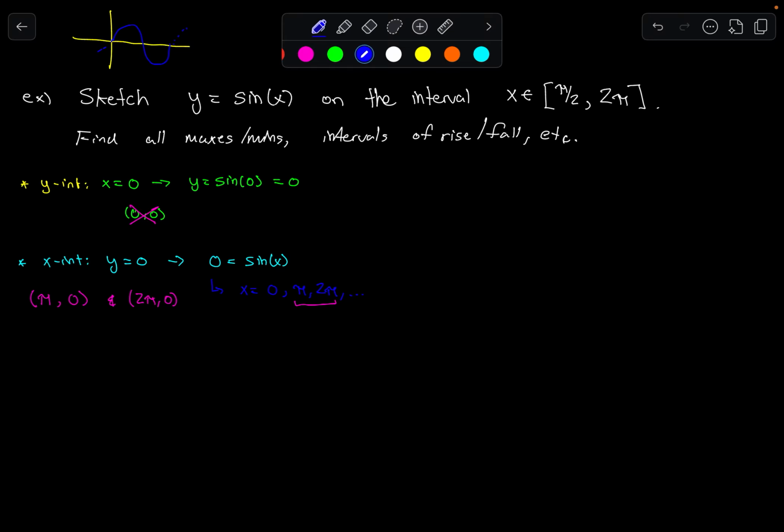Okay, fantastic. So now let's examine critical points. We could do critical points, no problem. Critical points requires that we know what the derivative is. So f prime of x in this case, the derivative of sine of x, is cosine of x. And if we're solving for critical points, we're specifically interested in when cosine of x equals 0.